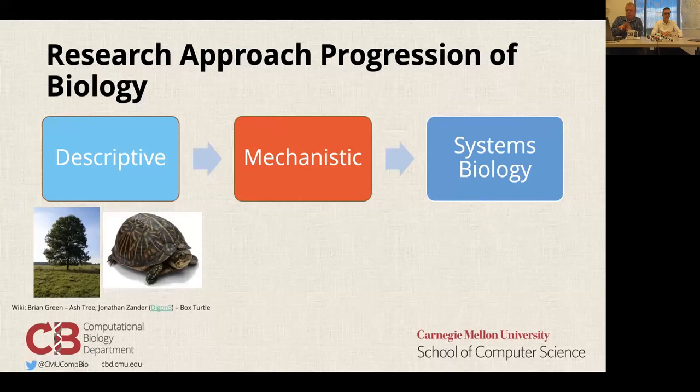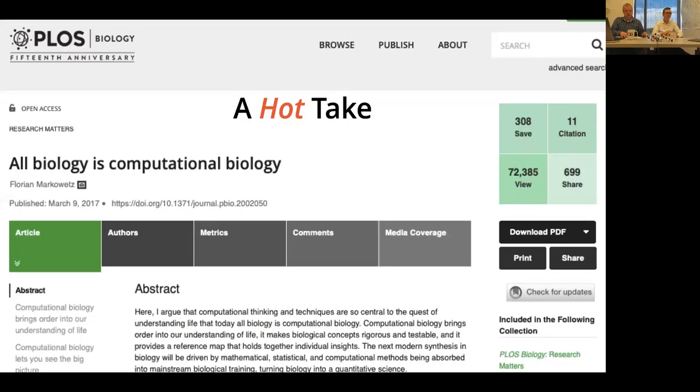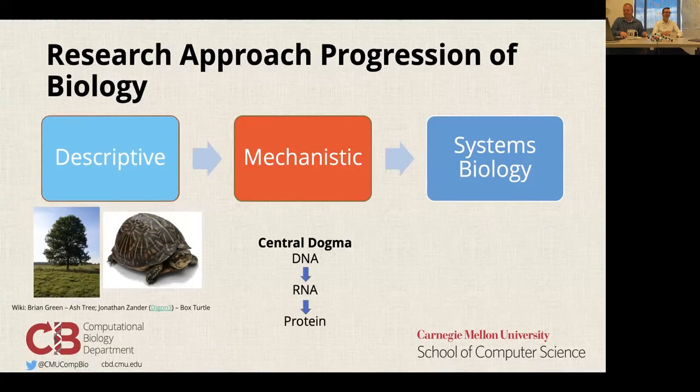Okay, so before I really get into the details of automated science, I thought I would go through a little bit of background on biological research. Back in the days of, say, Darwin, the emphasis in biological research was primarily descriptive. So we were out there measuring the length of the toes of turtles or counting leaves on trees, right?